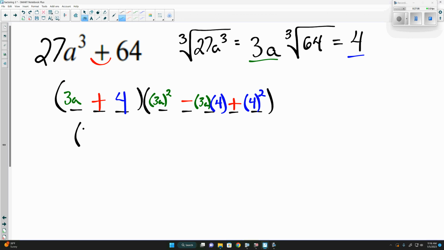Now, in simplifying, our first parentheses is going to stay as 3a plus 4. Here, we have 3a squared. We have to square both terms. 3 squared is 9, and we have a squared. So it would be good to pay attention and make sure you square both the 3 and a, not just a. Now, the middle one, minus 3a times 4. Well, 3 times 4 is 12a. Plus 4 squared is 16.